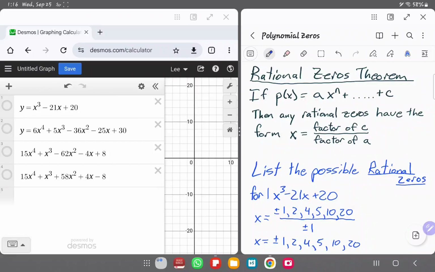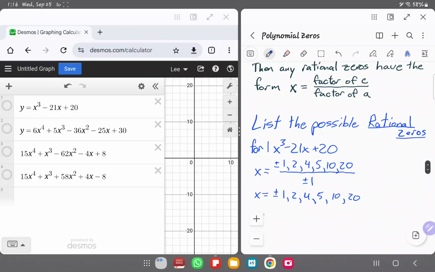And then what some people will do will say, all right, go ahead and find all the zeros. All right, so these are possibilities, right? Possibilities.